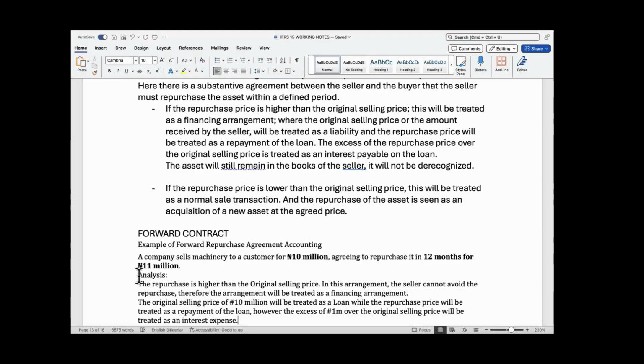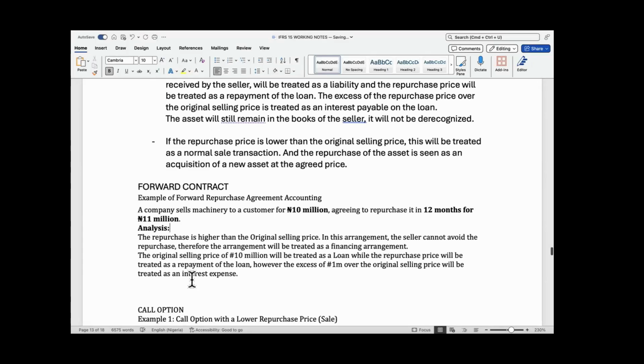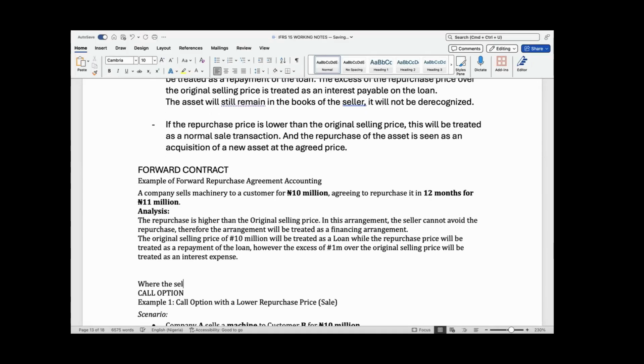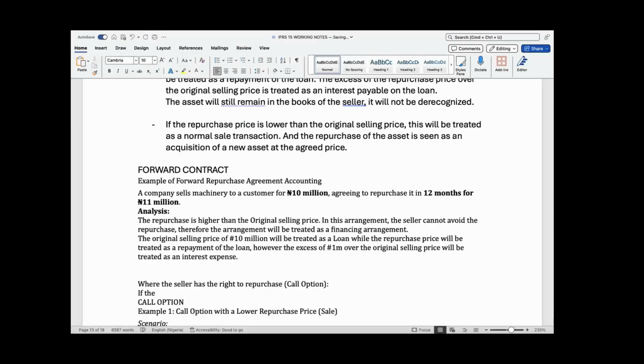And that's how you treat issues like this, where you must repurchase it within that 1 month or 12 months in this case. The second one is where the seller has the right to repurchase, which we call a call option. So if the seller does not exercise the option, since he's not going to exercise the repurchase, that means the transaction will be treated as a normal sale transaction, meaning he has sold the asset.